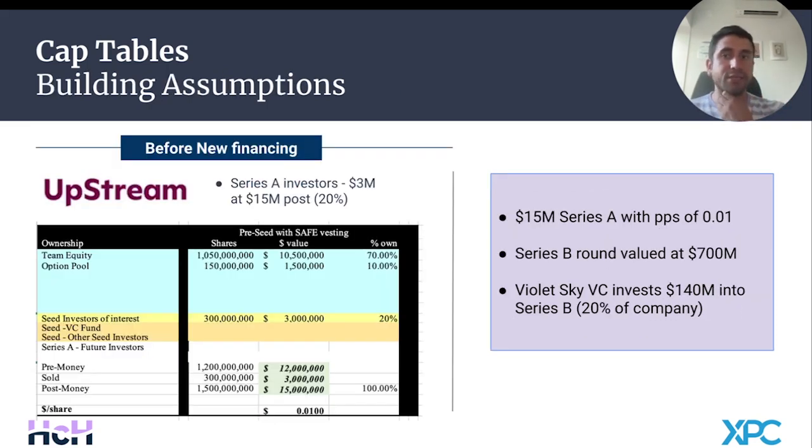So here for this scenario, we're going to go back to the upstream example. So we're going to keep the Series A numbers. So it's a 15 million post-money Series A, and the price per share is 0.01. Remember, we picked that because it was easy.